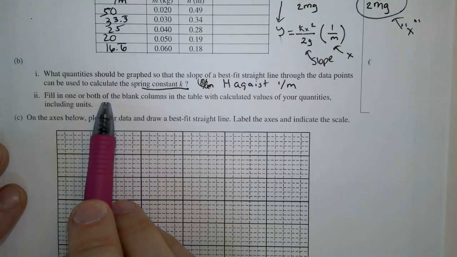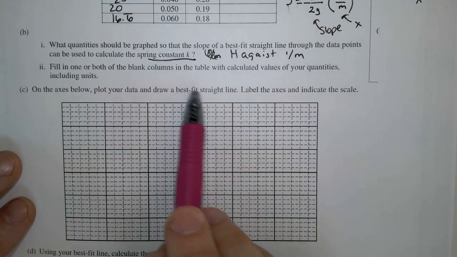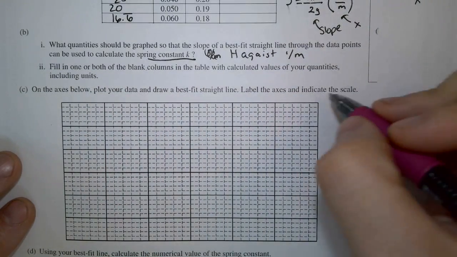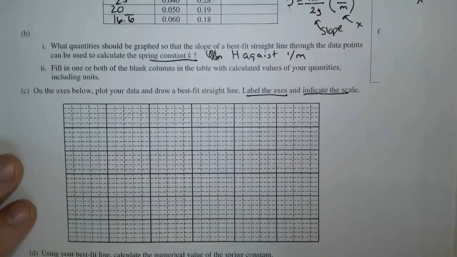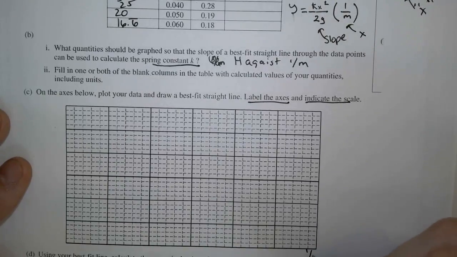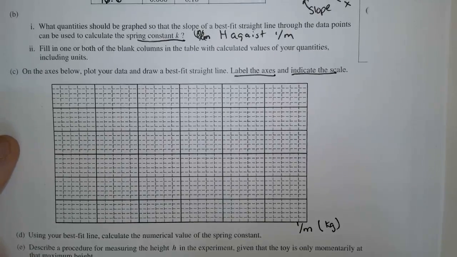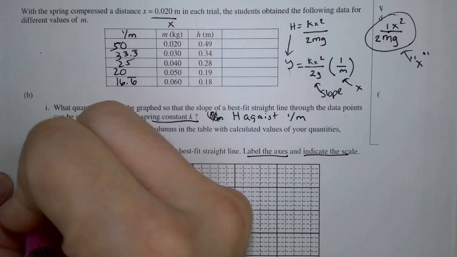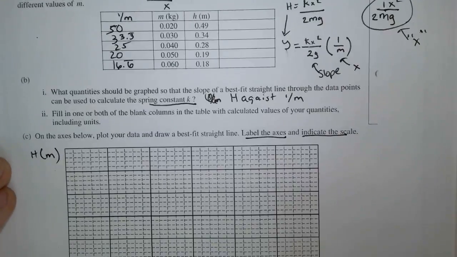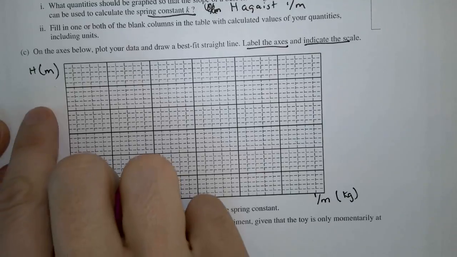So part 2 done. On the axis, plot your graph and draw the line of best fit. Label your axes and indicate the scale. You need to be very careful with that part. AP cares a lot about labeling the axis. We have 1 over m, which would be in kilograms, and then we have the height, which would be in meters. You need to include both the unit and the variable.